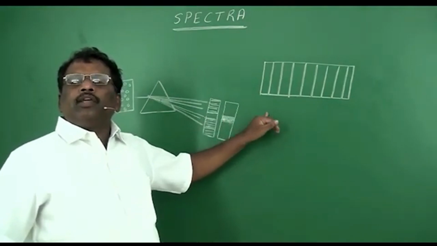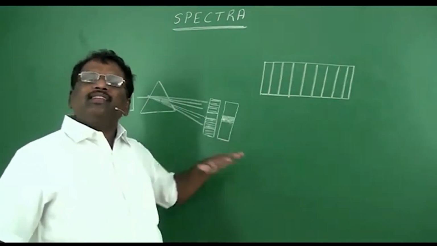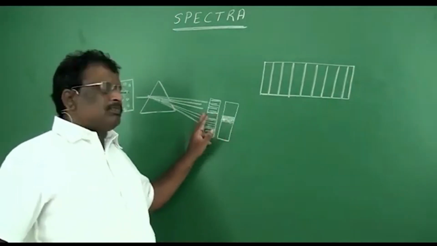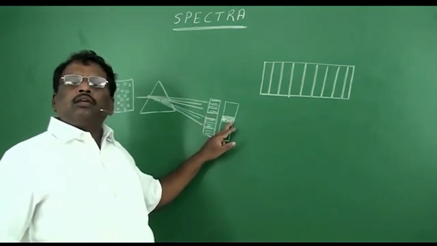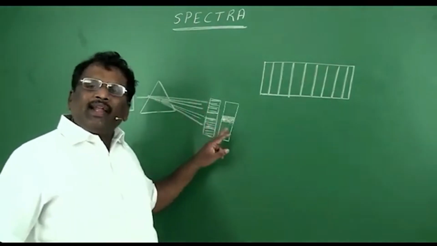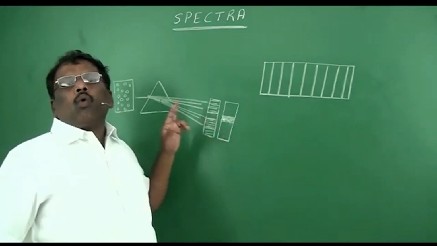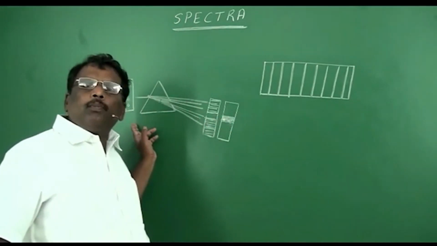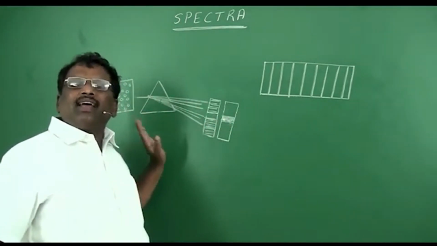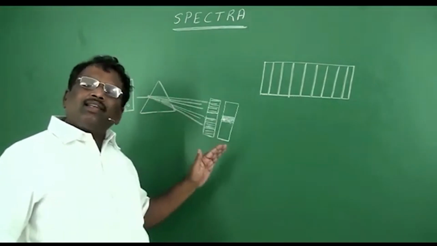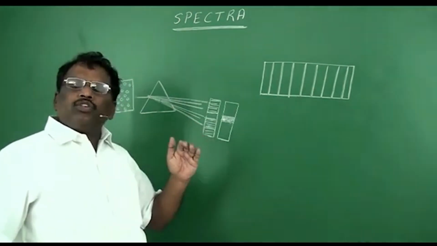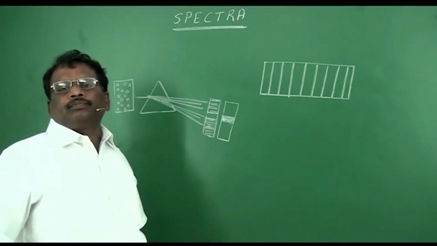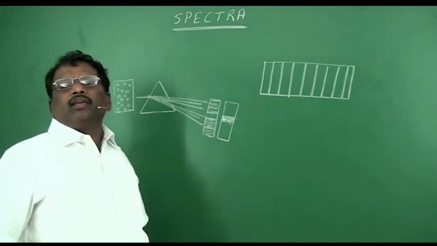Whether it is an emission spectra or an absorption spectra, both these spectra indicate what wavelength of light was absorbed or emitted by these atoms. Based on that, we can estimate the position of the electron in an atom. This is regarding the spectra.